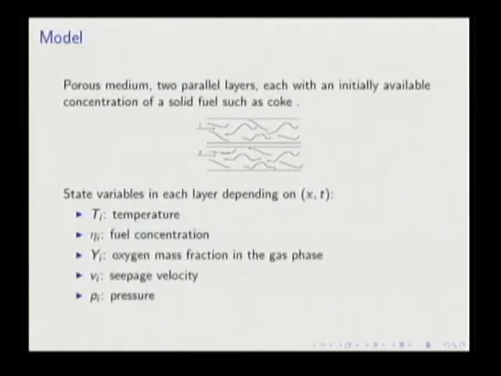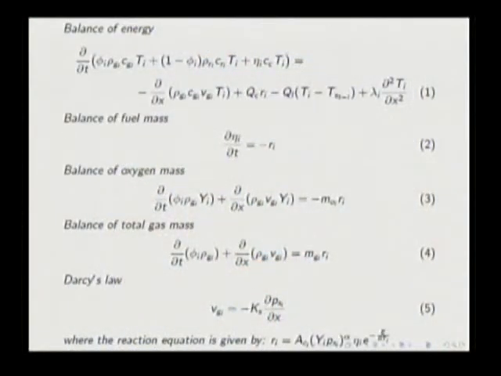Here, two parallel layers. The porous media, two parallel layers, with an initially available concentration of solid fuel, such as coke. The unknown variables we consider, depending on x, t, one-dimensional, are the temperature, the fuel concentration, the oxygen mass fraction in the gas phase, gas velocity, and pressure. In each layer, the model is similar to the one presented by Professor Aparecido de Souza. The model is obtained from balance equations.